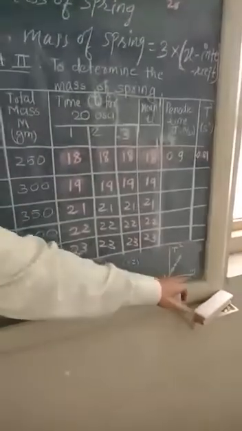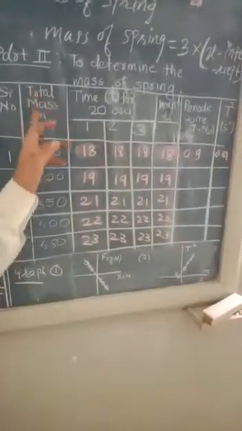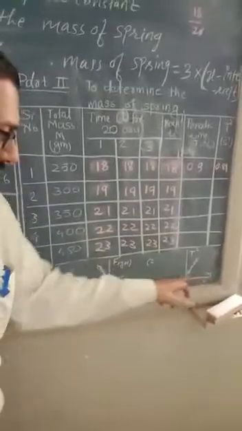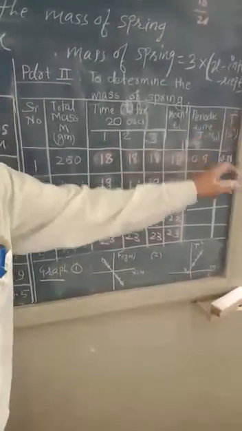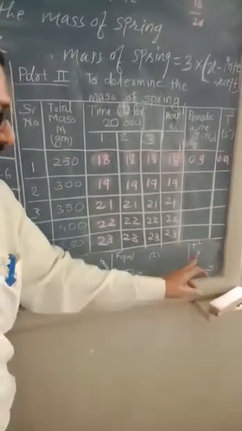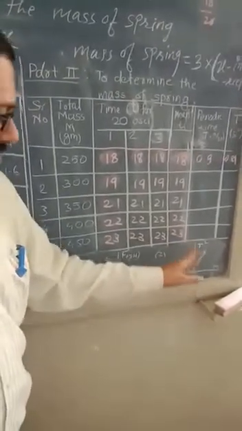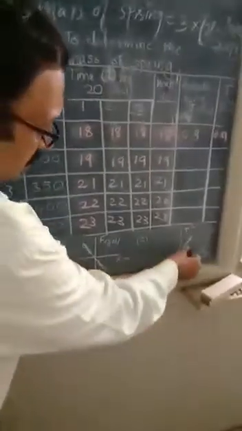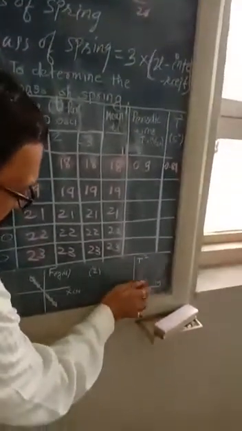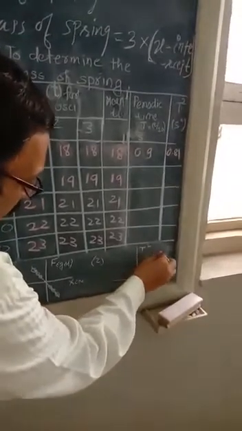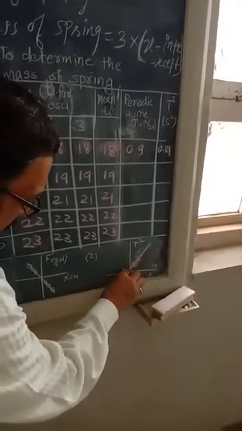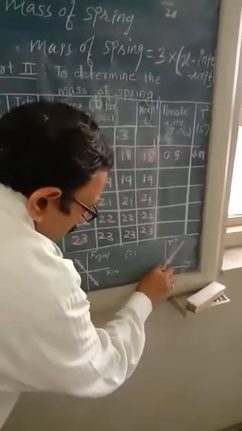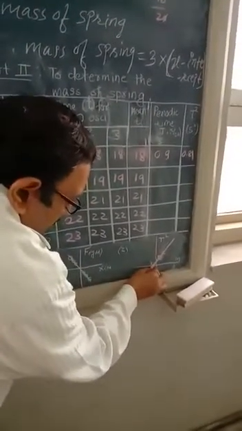Now we plot the graph of t square against mass m. Mass is plotted on the x-axis and t square is plotted on the y-axis. When we plot this graph at the center of the graph paper, we get the points like this: first, second, third, fourth, fifth. Plot the graph, which passes through the y-axis and touches the x-axis beyond the origin.